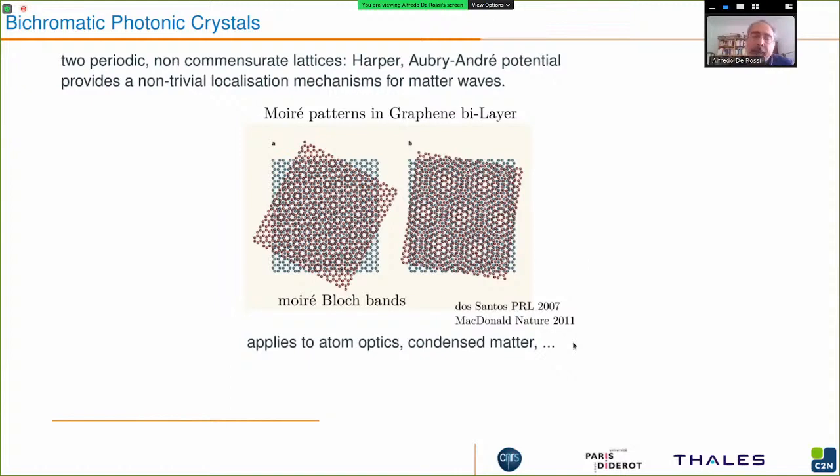You can understand this kind of localization effect with this analogy that is more a pattern in graphene bilayer. This is a paper of a few years ago. They show that the electronic potential of two layers of graphene that are tilted can be engineered depending on the angle. And this is a similar effect.